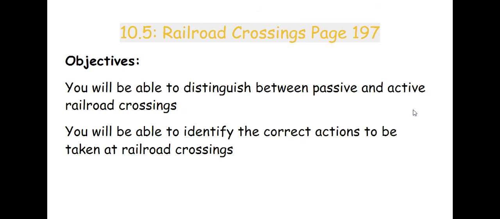So there are other, as this slide indicates, other intersections that you may encounter. And this is talking about railroad crossings. This section is going to allow you to distinguish between what types of railroad crossings, again, remembering that railroad crossings are intersections because they are crossing a roadway. And you're going to be able to tell the difference between what's passive and what's active and what action you should take at a railroad crossing.